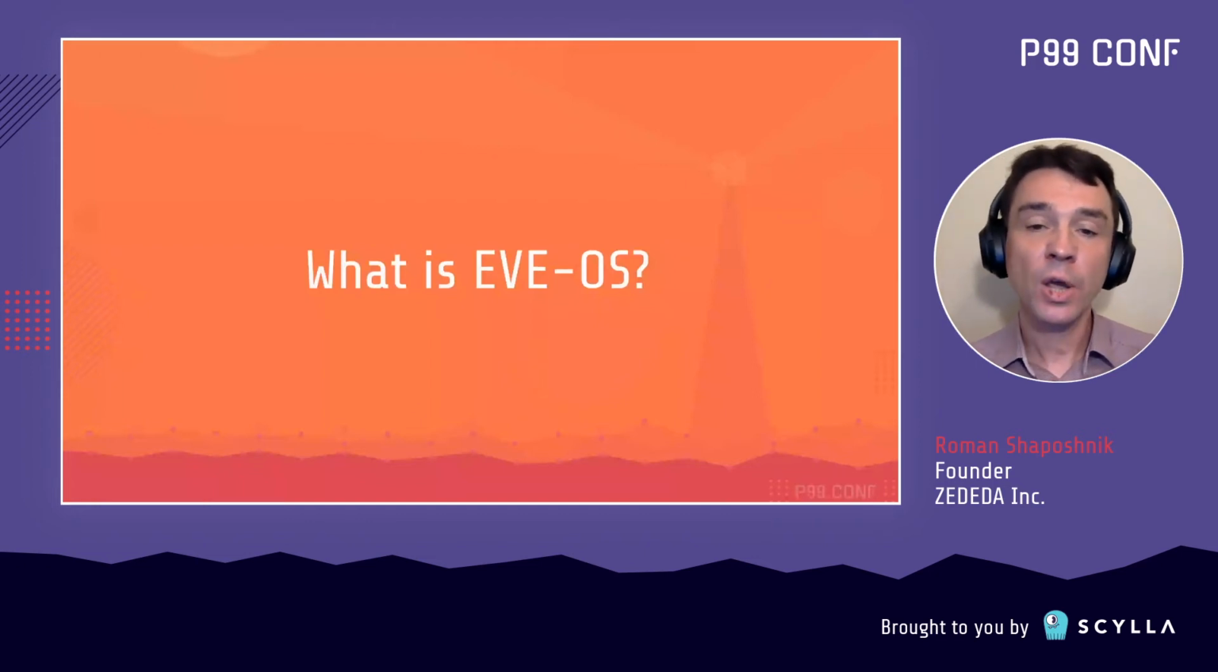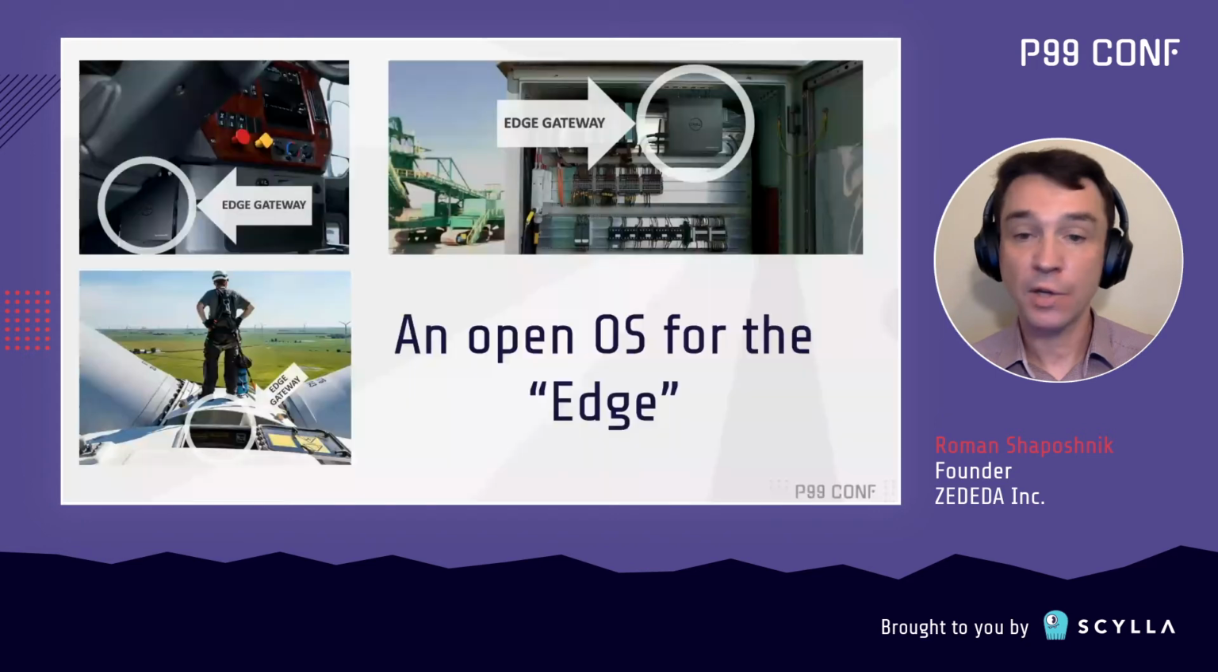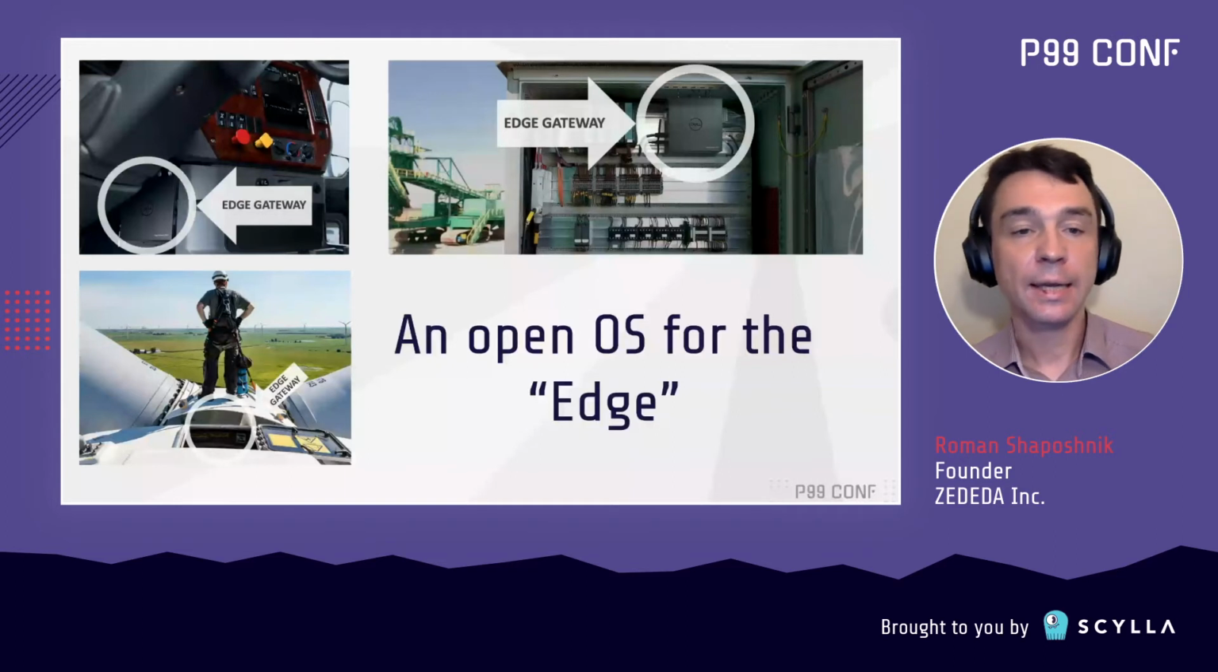So EVE-OS was actually developed for edge computing, and it was one of the first, maybe the first, fully open source, fully community-driven operating system for edge computing. And when I say edge computing, what I typically mean is computers that are just out there, right? So on this slide, we have some edge gateways hooked up to machines, power plants, moving vehicles. That is what edge is to me. Unfortunately, edge means a lot of things to a lot of different people.